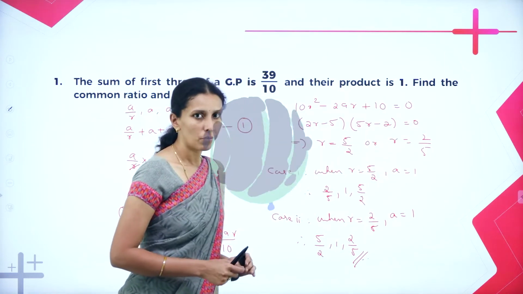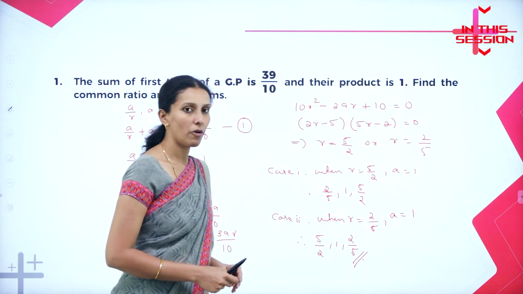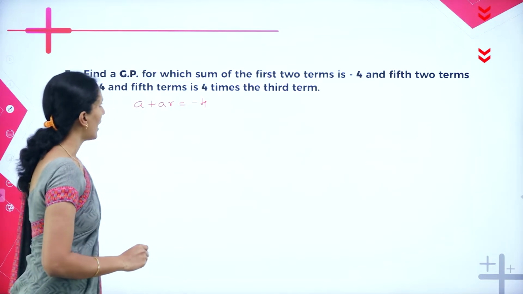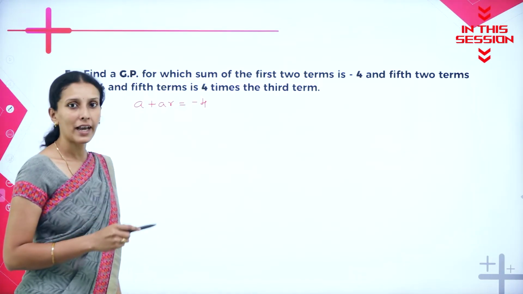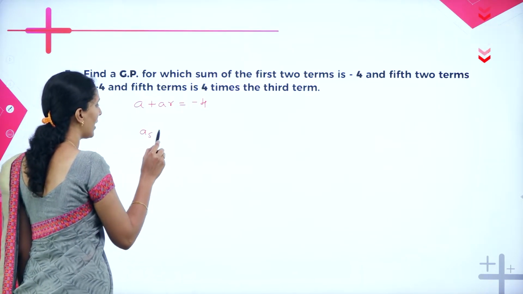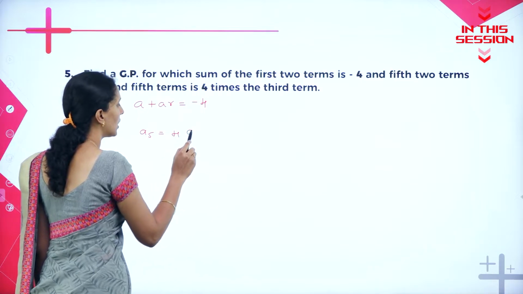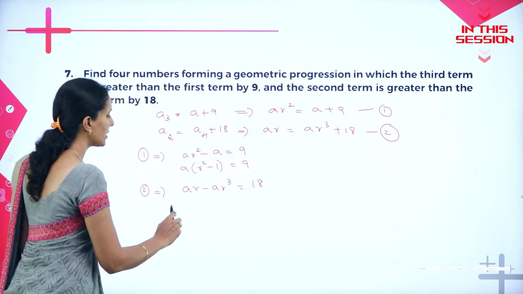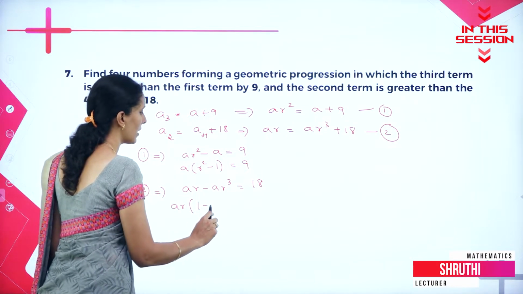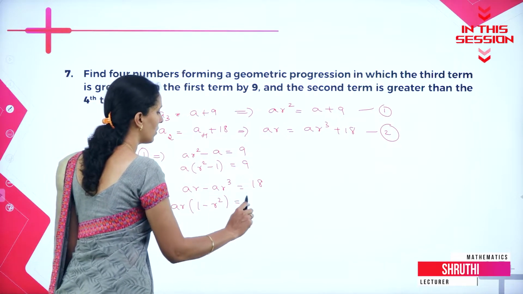If it is in the form of 2 by 5, the sequence will be in the form of 5 by 2, 1 and 2 by 5. They have given that the fifth term is 4 times the third term. That means the fifth term, A5, is 4 times the third term, that is A3. If I take AR as a common factor, I'll get 1 minus R square is equal to 18.